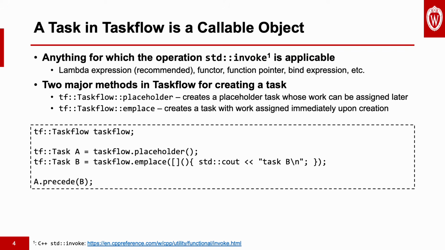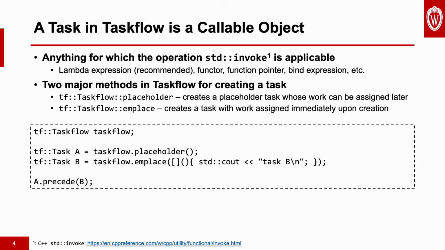A task in Taskflow is a callable object. Basically, it can be anything for which the operation std::invoke is applicable, such as a lambda expression, functor, function pointer, bind expression, and so on and so forth.